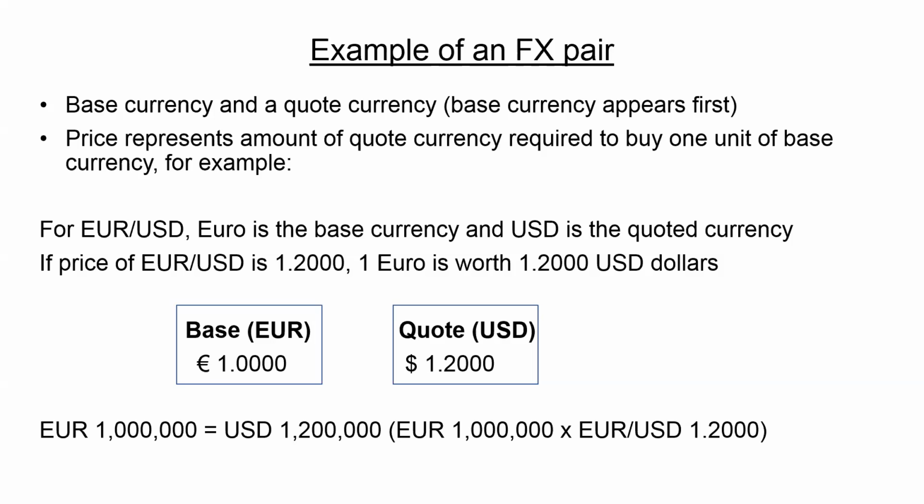Now, just using this to extrapolate to a larger amount, if somebody had €1 million and they wanted to buy some dollars at the current market rate, it would simply be €1 million equals $1.2 million, where EUR 1 million multiplied by the euro dollar exchange rate of 1.20 equals $1.2 million.